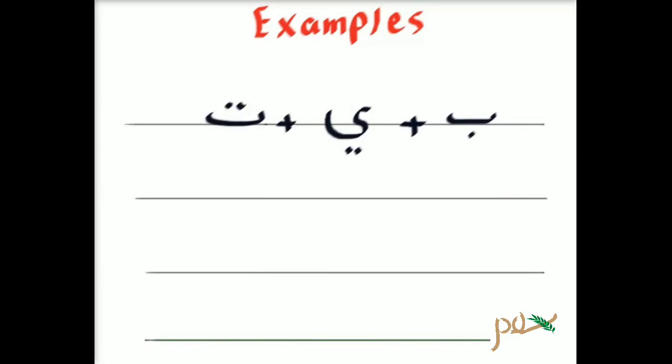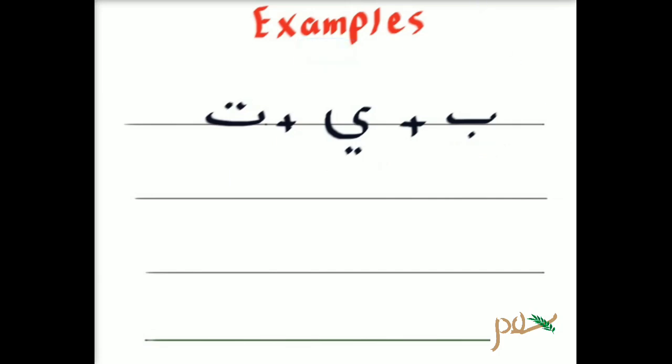To apply what we have learned, here are some examples. In the first example here, we have 3 letters, all of them in the isolated form. And we will make a word from these 3 letters. This is the isolated form of the letter ba, the isolated form of the letter ya, and here the isolated form of the letter ta.